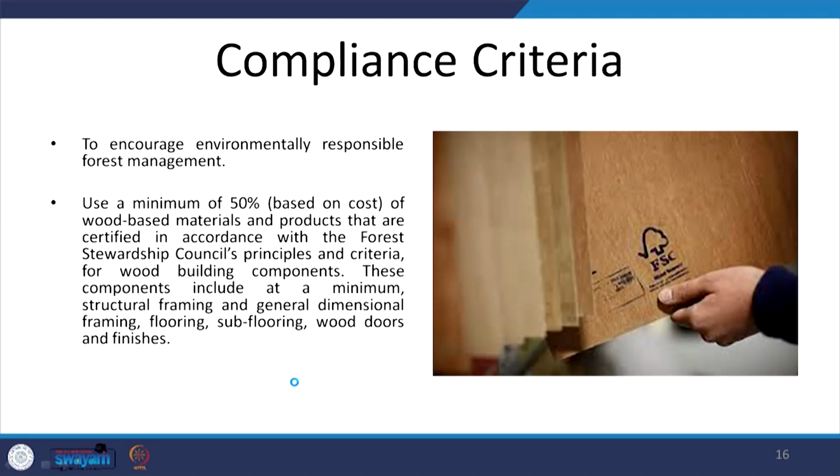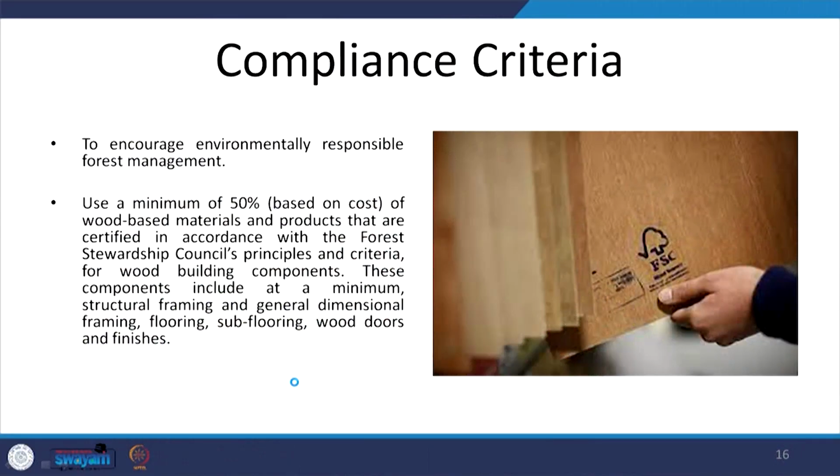Now, if we talk about the compliance criteria for using the certified wood, the intent is to encourage environmentally responsible forest management, and the compliance criteria in quantitative terms is to use a minimum of 50% of the wood products, based upon the cost again, of the total wood-based material on the site that are FSC certified. So, out of 100% of the wood product, forest-based materials which are going to be used on the project, at least 50% should be procured as FSC certified products. Now, when we are talking about procuring FSC certified wood products, we are promoting the environmental causes.